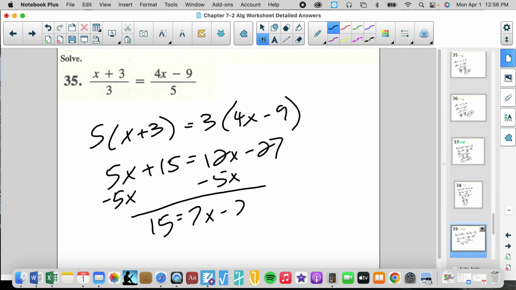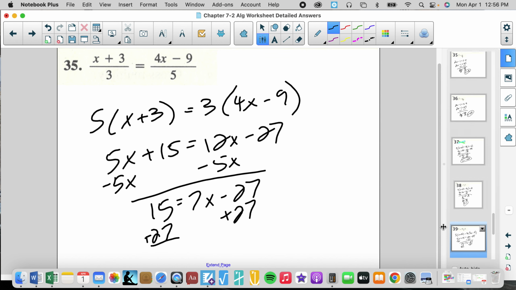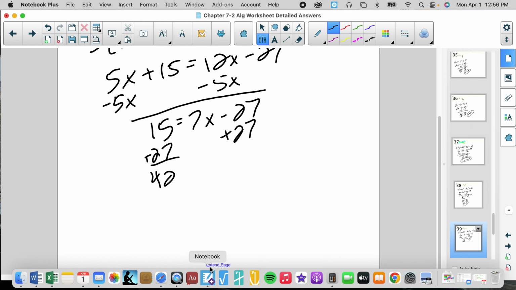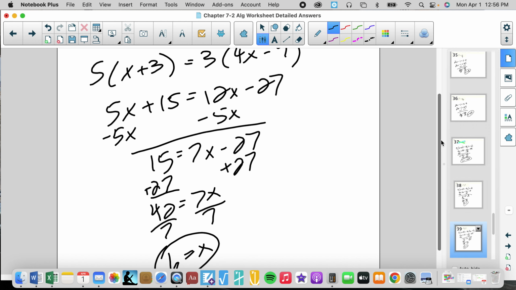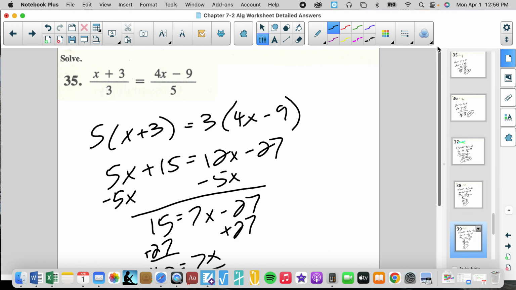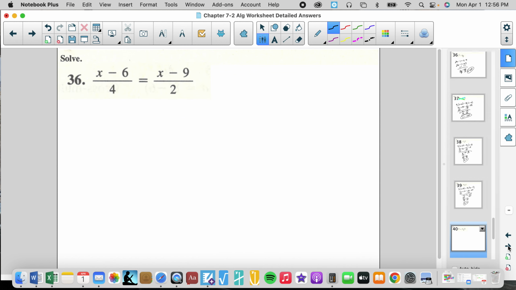15 equals 7x minus 27. Add 27. That gives us 42, I think. 42 equals 7x. Divide by 7. 6 equals x. So 6 plus 3 is 9. 9 over 3 is 3. 6 times 4 is 24 minus 9. 24, 15, 3, 3. 6 plus 3 is 9, yeah, 3 equals 3.